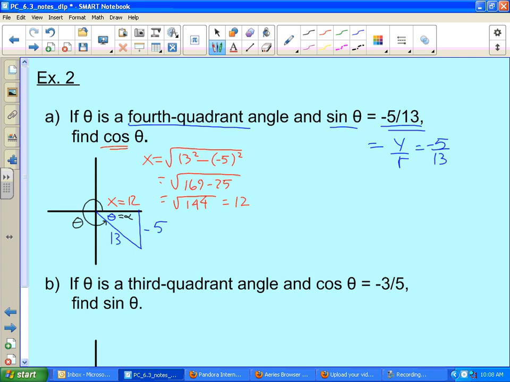X over r, so it's going to be 12 over 13. Okay, now look at the sign again of where we are for cosine. What is it? It's positive now. Quadrant 3, it was negative. Quadrant 4 becomes positive.